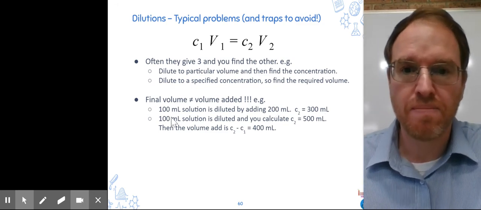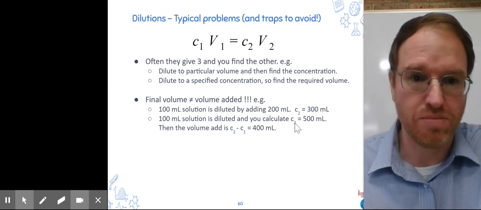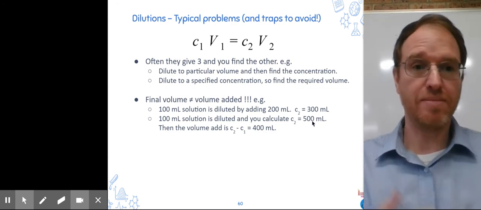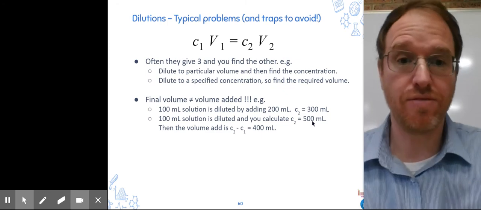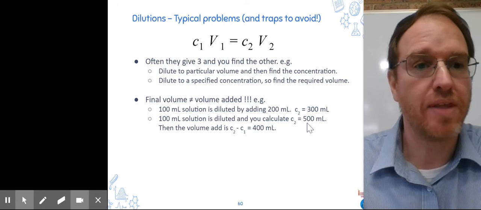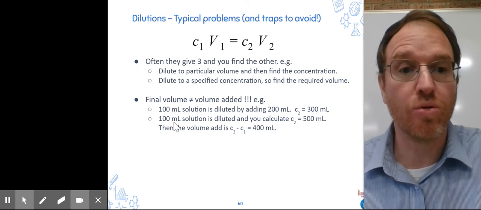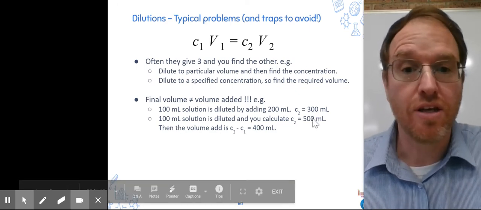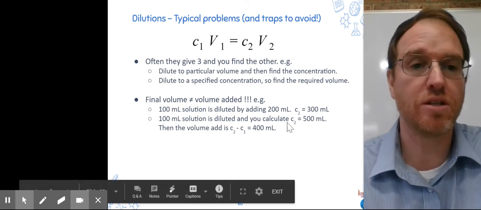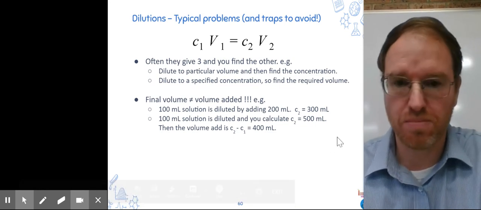A different example, 100 mils of solution is diluted, and you calculate the final volume, so that should be V2. Final volume is 500 mils. And you might be asked to calculate how much solvent do we need to add to get this final concentration, and you work it all out and get 500, and you put that as your answer. But that's not the answer. How much do you need to add? Well, you need to take off the solution that's already there. The amount you add is the 500, the final volume, minus what you started with, 400 mils. So that's a trick just to be aware of. And if you're understanding the question, you won't make that trick, but just be aware.